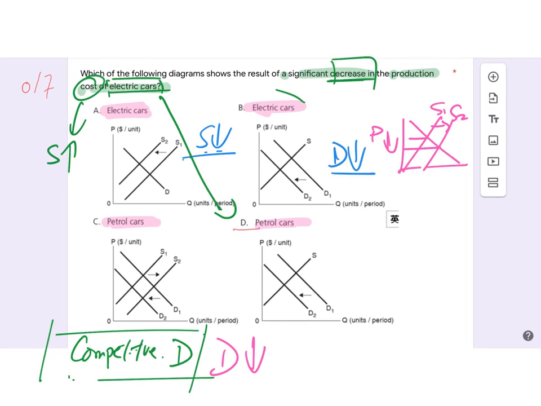Okay, so let's check the results of options C and D. Option C, supply increase, demand decrease. Option D, demand decrease. Okay, it fits with the analysis. So our answer is D.